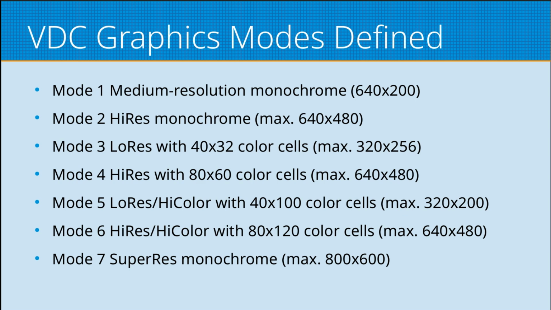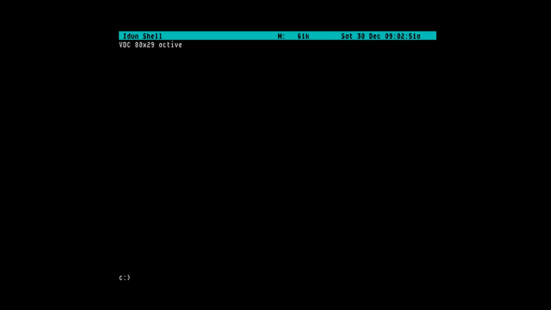Next we'll take a look at mode 5 and mode 6. So once again, mode 5 and 6 are related. Mode 5 is the lower resolution version that will work with 16K of video RAM, and mode 6 is the higher resolution one requiring 64K. We'll first look at mode 5. So we're going to do mode debug VDC 5 this time.